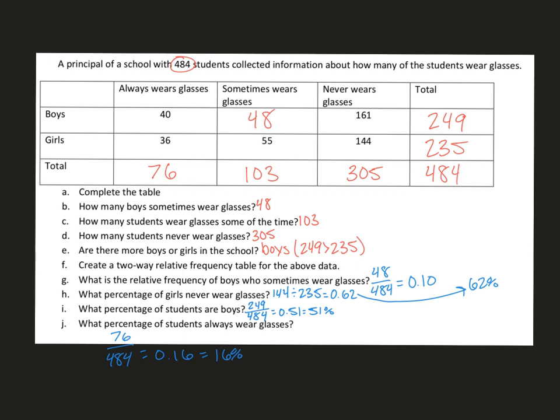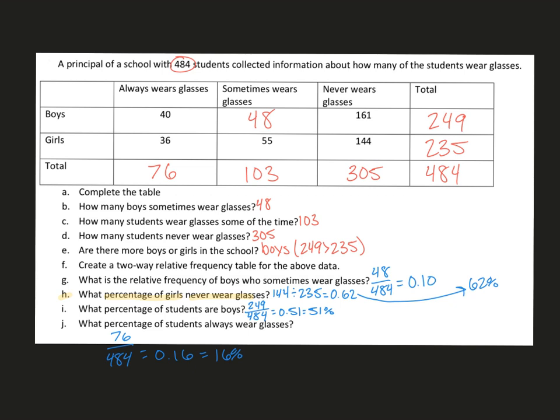Okay, so this is what you should have gotten for this one. The interesting one on this for me, I thought it was H. So if we look at H really quick, it says what percentage of girls never wear glasses? Notice it didn't just say what percentage of all the students are girls that never wore glasses.